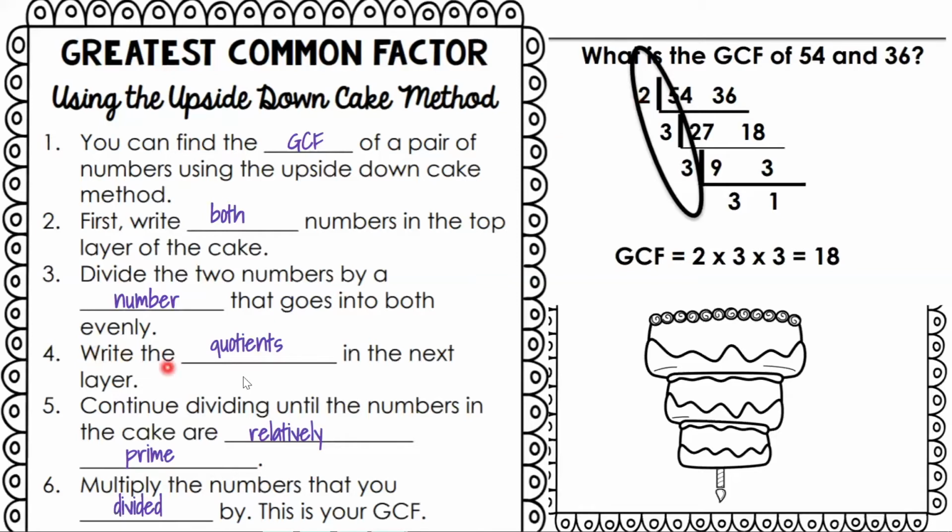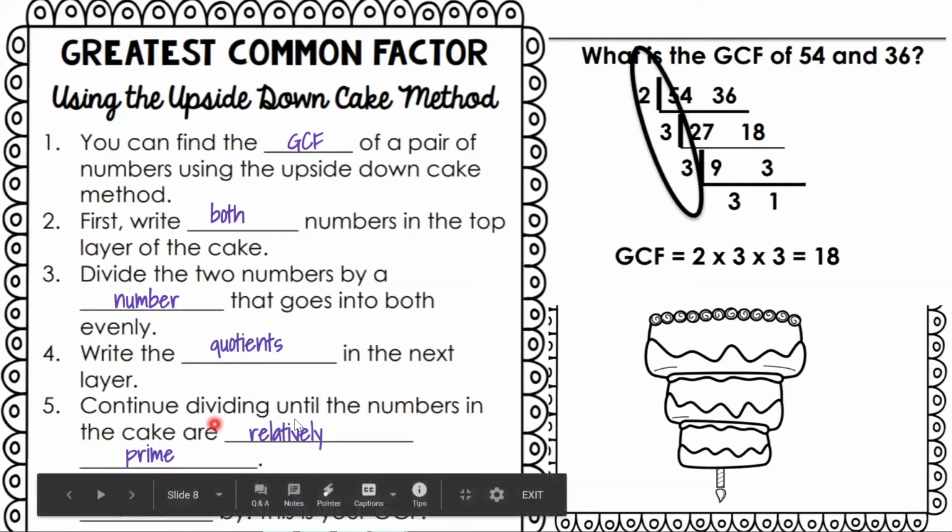Then you write the quotients in the next layer. So you divide 54 by 2. That's 27. So you write it down right here. And then 36 divided by 2 is 18. You write that down here. That's in the next layer of the cake.